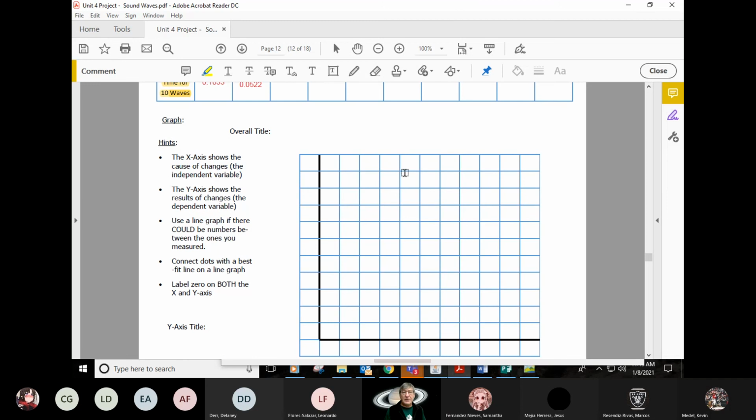Since you're going to do a line graph, you're going to be placing these points on here, right? And I don't know what they're going to look like exactly. Maybe they're going to do something like this. And once you place your points on there, of course, you have to connect them with a line, a best fit line. All right, so you need to do that.